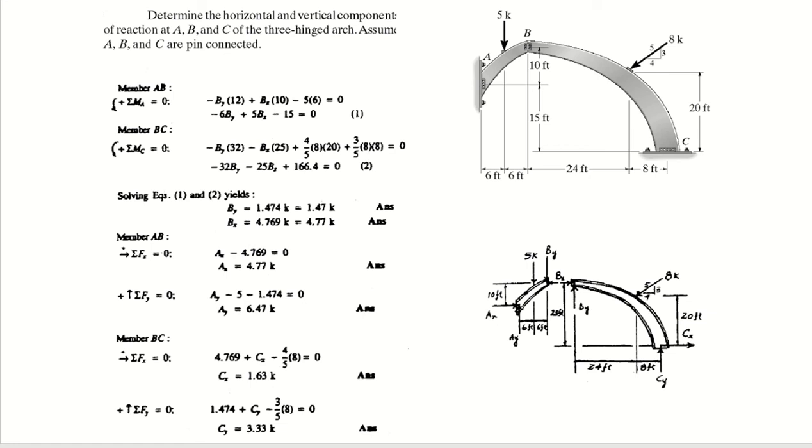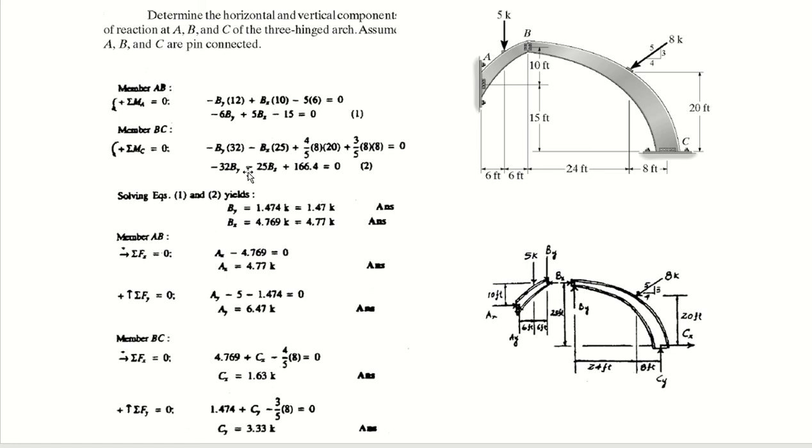For example, this 4 by 5 is a cos component and it needs to be multiplied with what? The vertical distance. Right. Also, this 3 by 5 is a sine component and it needs to be multiplied with the horizontal distance, which is 8 feet.